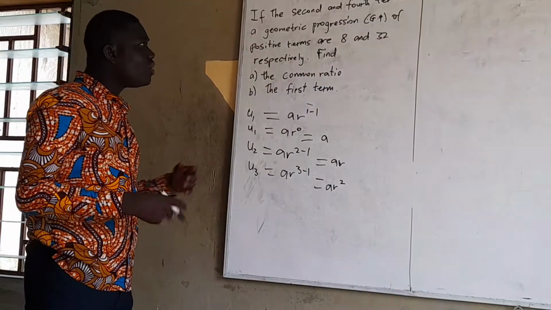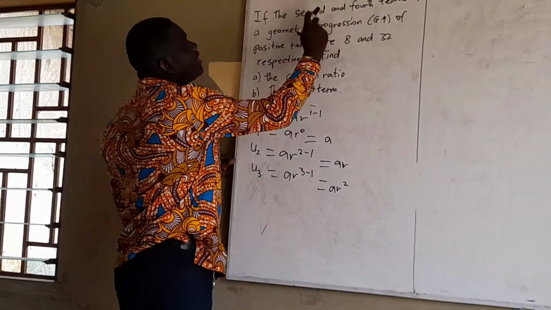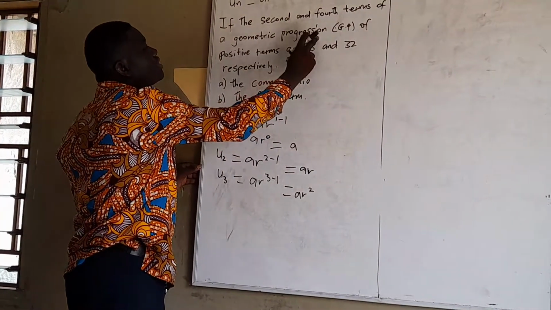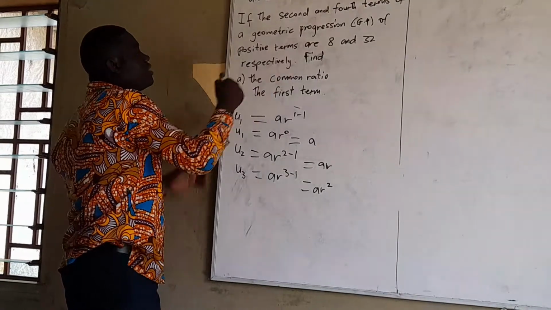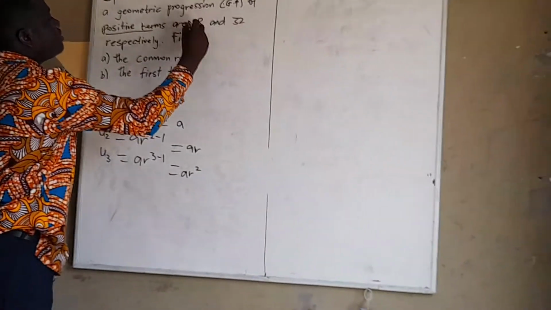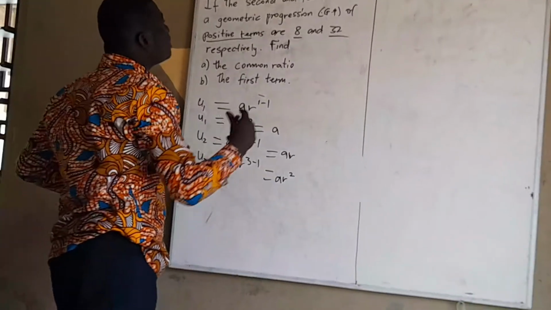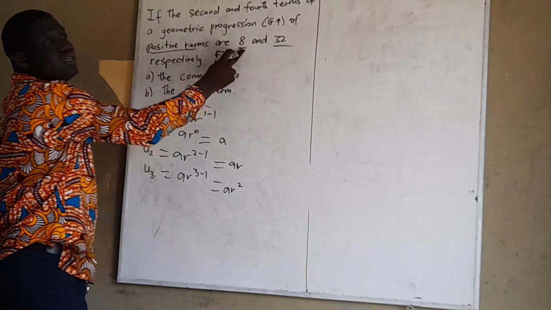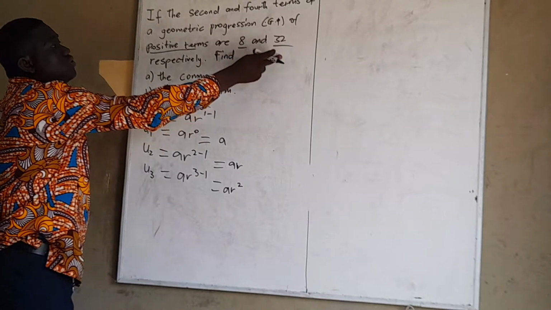So what is required of us? We are told that if the second and fourth terms of a geometric progression of positive terms, so this is a keyword, positive terms, are 8 and 32 respectively, which means our second term should be equal to 8, then our fourth term should be equal to 32.